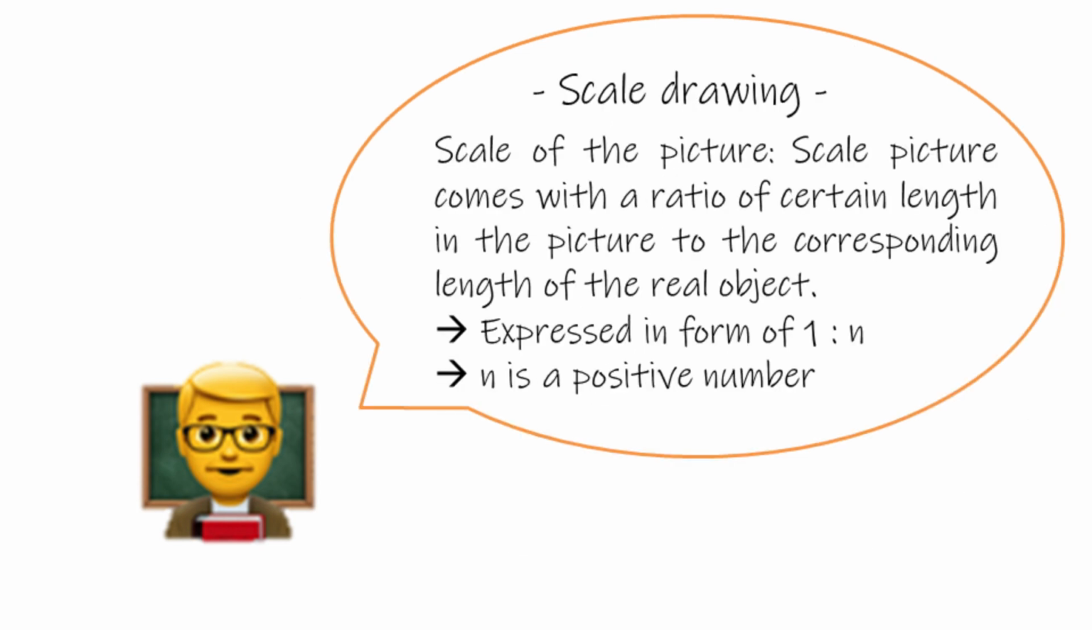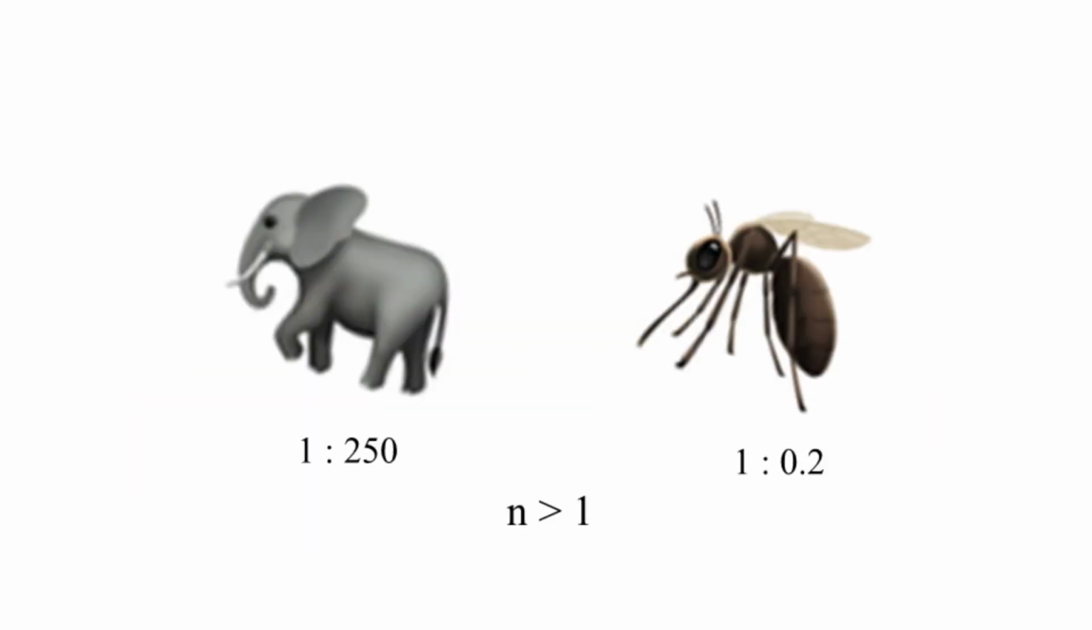On the other hand, ratio is commonly used in scale drawing. A scale drawing is a reduced or enlarged drawing of a real object. Scale pictures come with a ratio of certain length in the picture to the corresponding length of the real object. Such ratio is called the scale of the picture. It is expressed in the form of 1 to n, where n is a positive number. This picture of an elephant has a scale 1 to 250. This picture of a mosquito has a scale of 1 to 0.2.